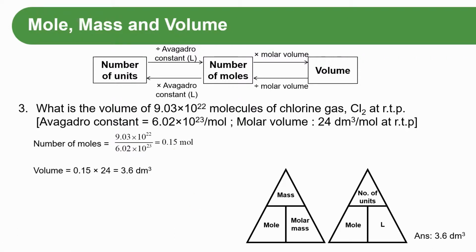So these are the examples whereby we need to perform calculations to get the number of mole, and from number of mole we can actually find any of these: mass, volume, or number of units. So let's say if we are to find the mass, we can also do that. 0.15 times 71, because the mass of chlorine is 71, and this is the answer for mass.